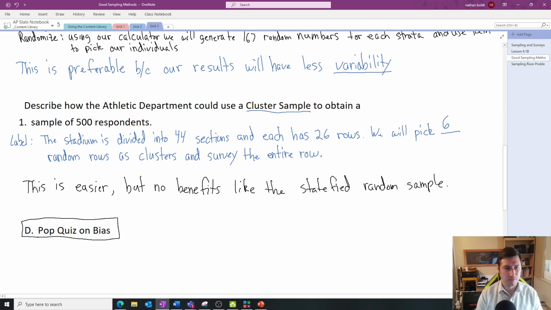All right. Why did that disappear? Freaking OneNote. Maybe if I minimize and bring it back.